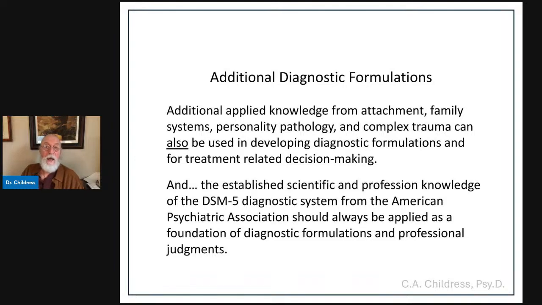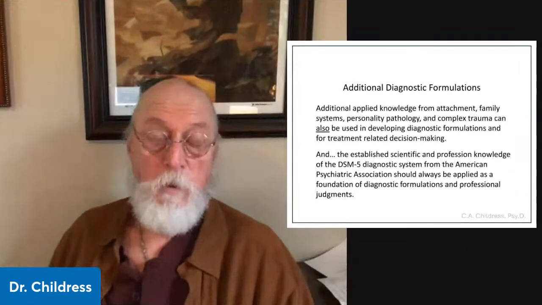Now, we can add additional applied knowledge from attachment and family systems and personality pathology and complex trauma. All of these additional domains of knowledge can also be used in developing diagnostic formulations and for treatment-related decision making. And the established scientific and professional knowledge of the DSM-5 diagnostic system from the American Psychiatric Association should always be applied as a foundation for diagnostic formulations and professional judgments.